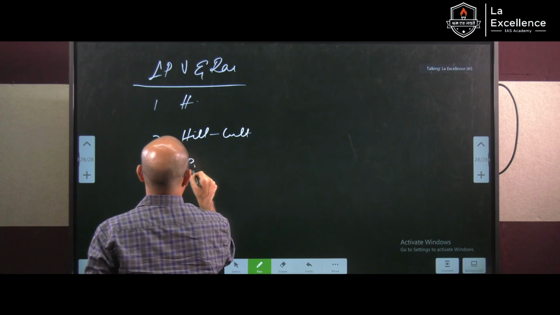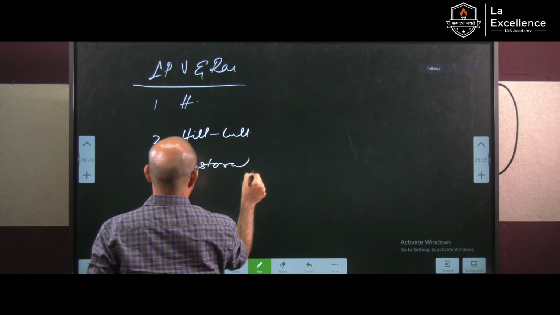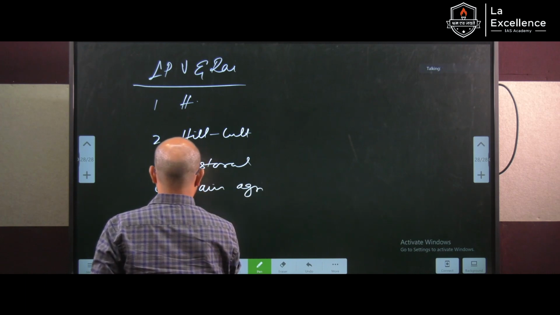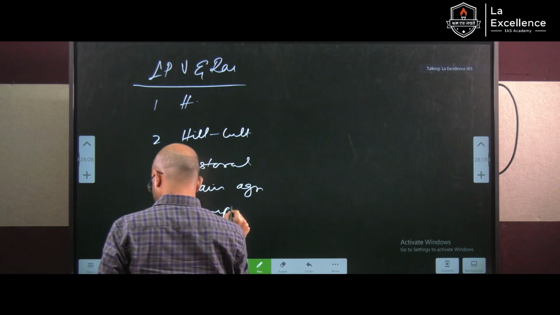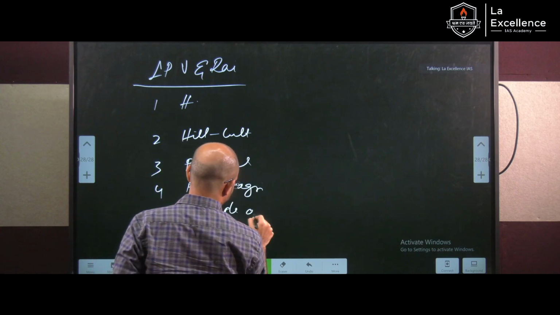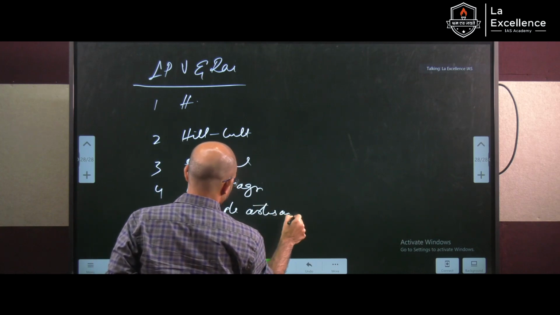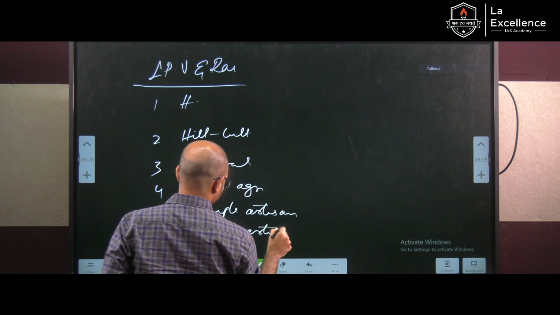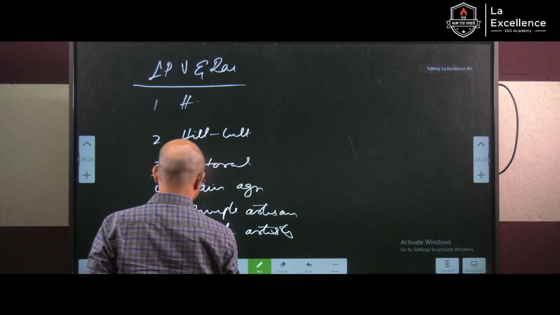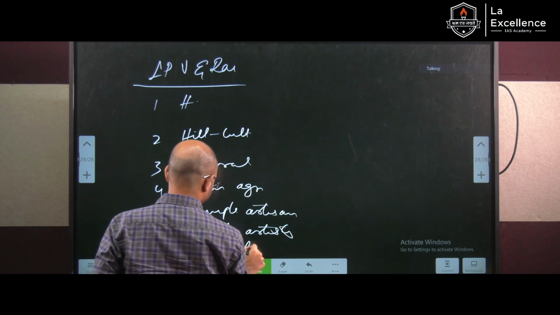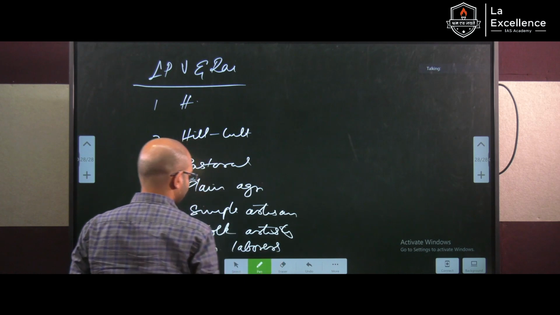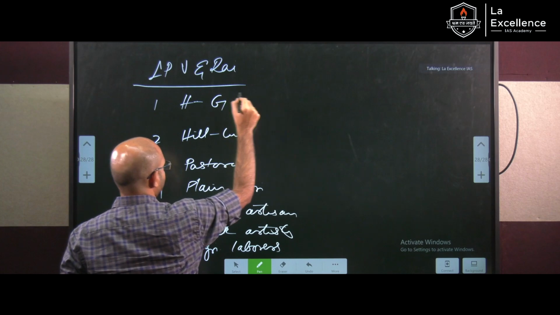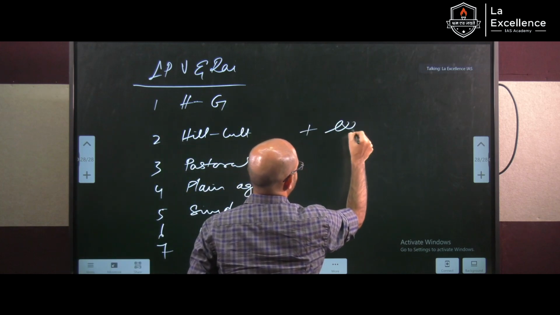and then pastoral, plain agriculture, simple artisans, I think simple artisan, yes, simple artisan, folk artists, lastly agricultural laborers. So these are the 7 classification, and discuss each with corresponding examples.